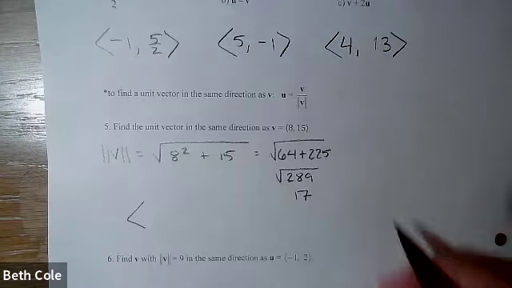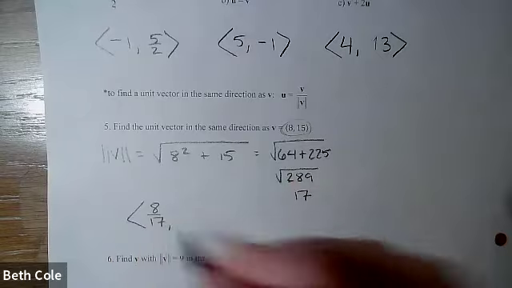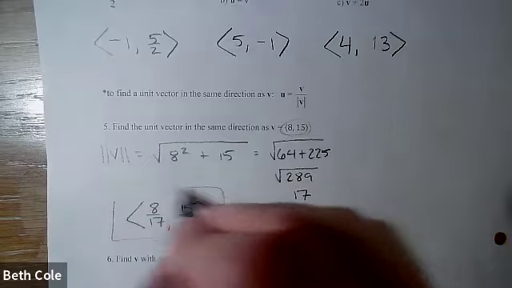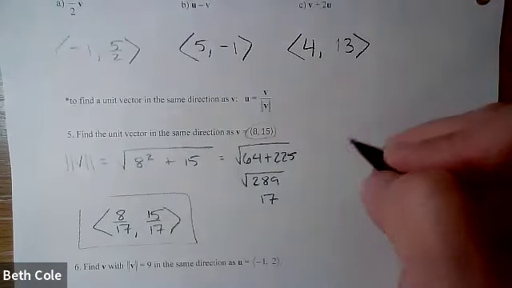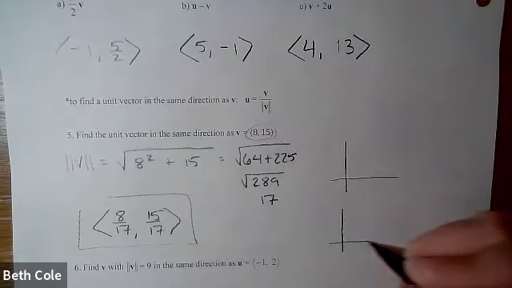So our unit vector, we're just going to take this and divide it by 17. So 8/17ths and then 15/17ths is our unit vector. So here's a picture of what that would look like. I'm going to draw both of them. I'm going to draw the original one and then the unit vector.